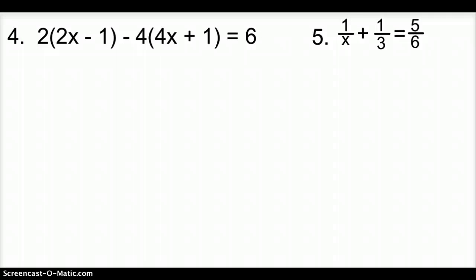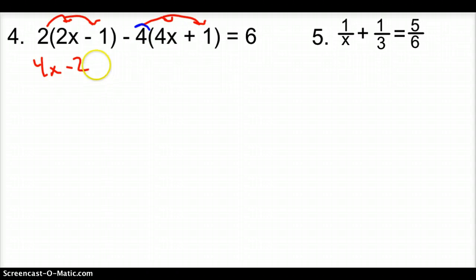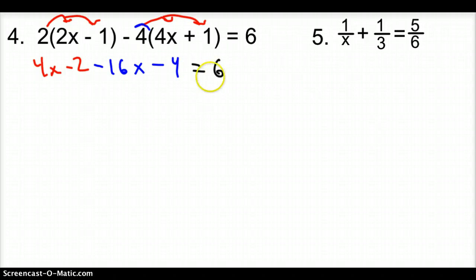Same thing, we have to follow the order of operations. First thing we have to do is the parentheses. We have to make sure that we distribute that 2 and this 4. So I'm going to start with this 2. So here we have 4x minus 2. Now when I distribute this 4, I'm going to think of it as a negative 4. So I'm going to think of it as negative 16x when I take it times a 4, and minus 4, and then bring down what we didn't use, equals 6.